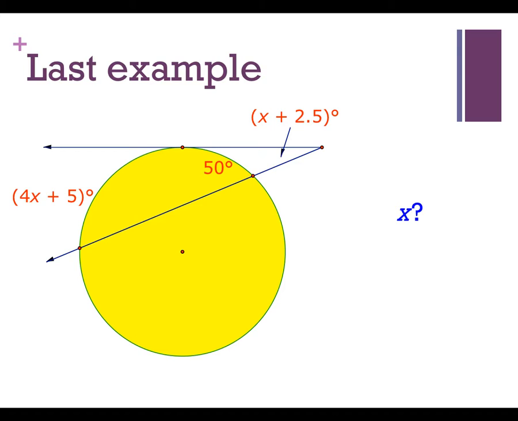Okay. So again, if you get jammed up and you don't know what you're doing, ask yourself a simple question. Where's the vertex? It's outside. And what's the rule when it's outside the circle? Big minus small.